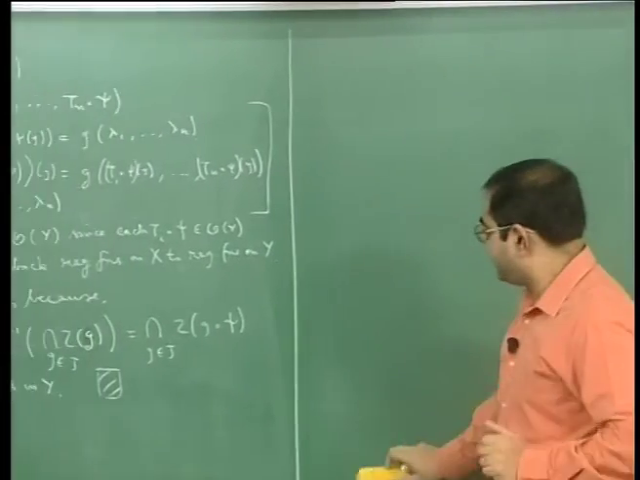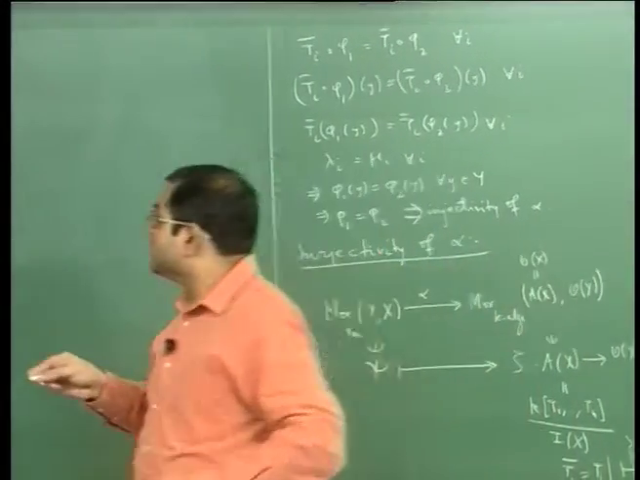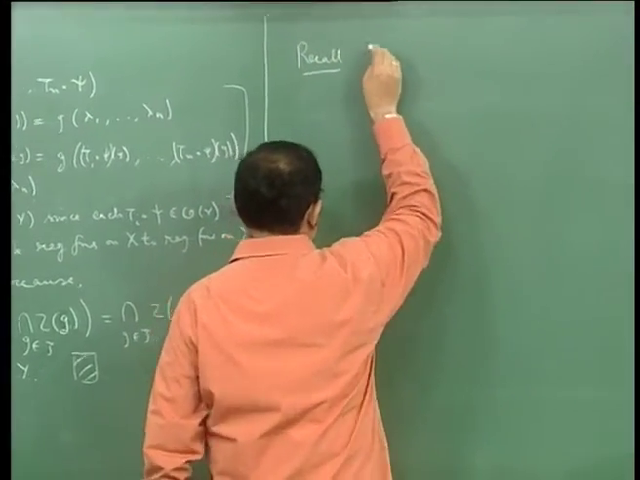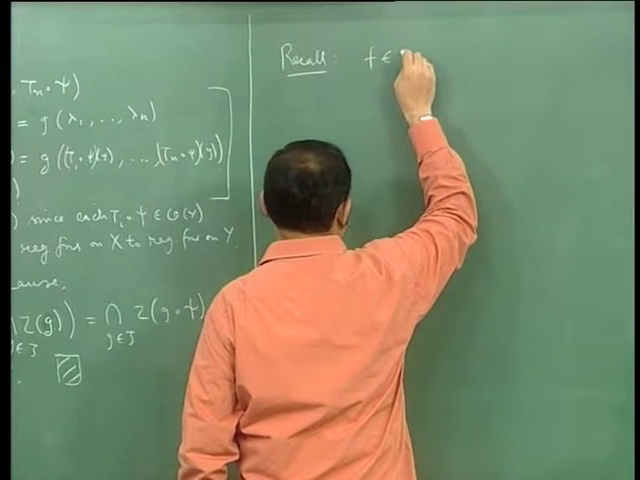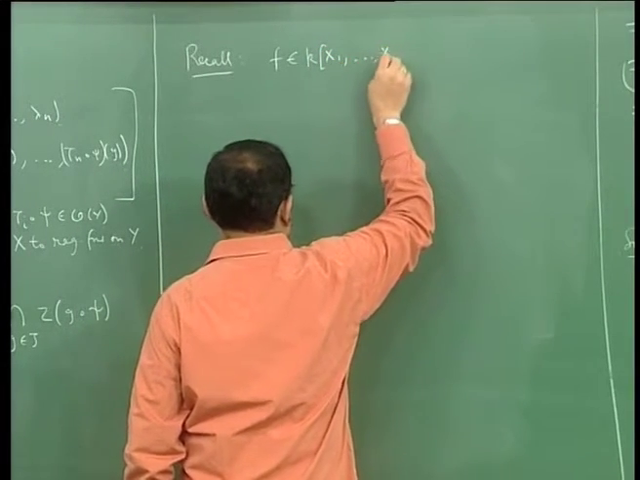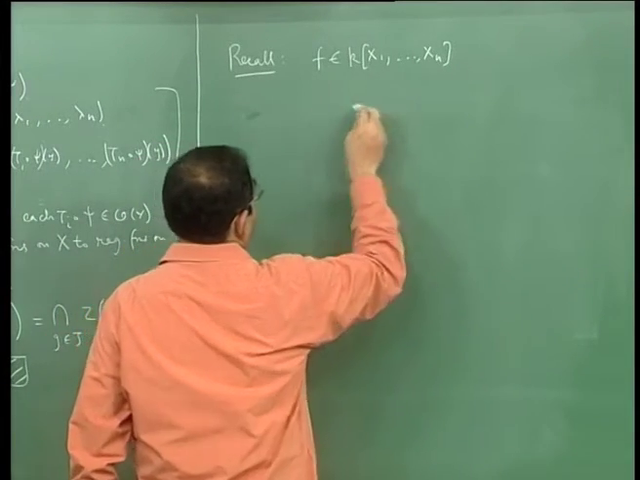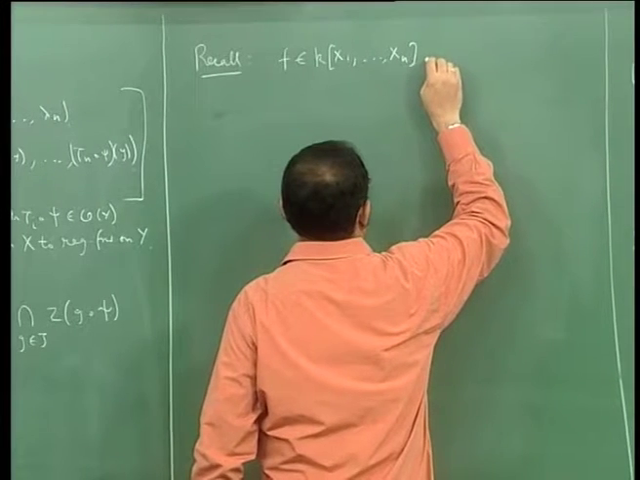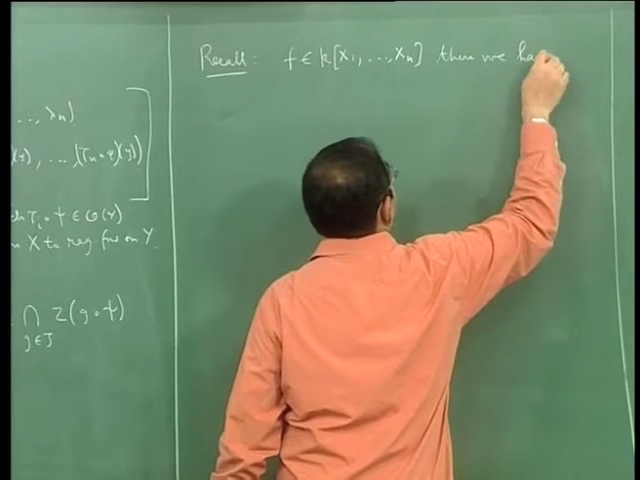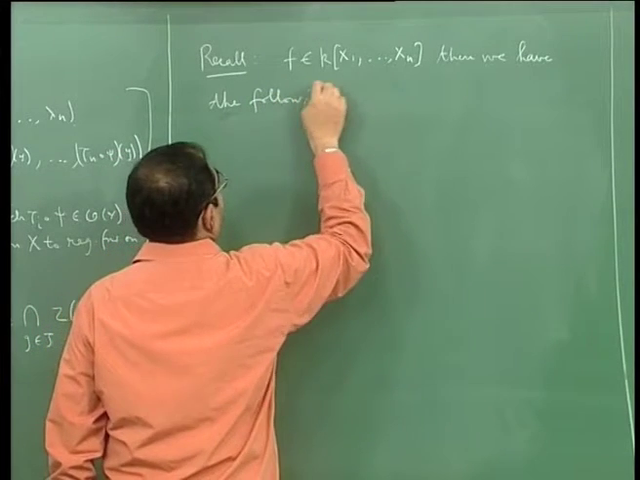let's try to apply this and reconcile some of the results that we have already talked about earlier. So if you recall that if you have f in the polynomial ring k[x1 through xn], then we have the following bijection.